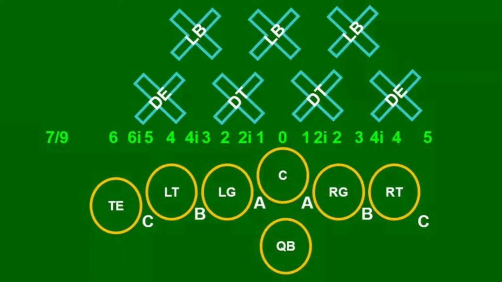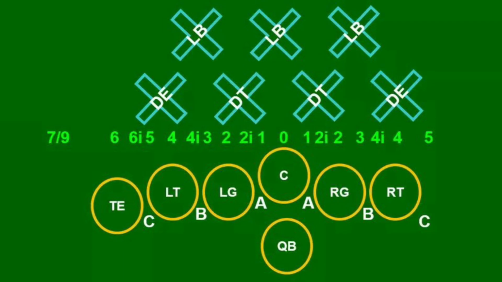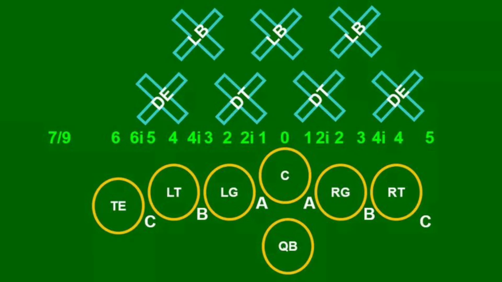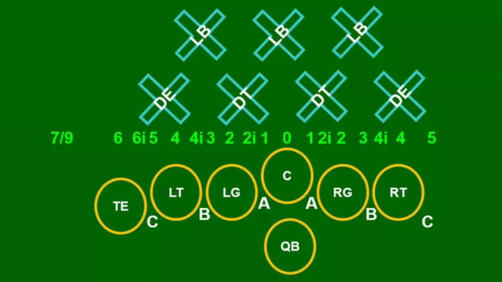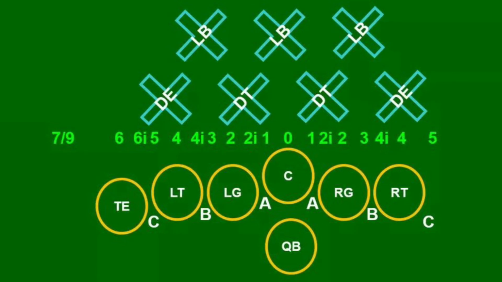The 3 technique is right between the guard and the tackles. The 4 technique is right on the inside shoulder of the tackles. And then you have the 5 techniques, which are lined up right outside of the tackles. Then the 6 is right over top of the tight ends, and then you have the 7s and the 9s. If you've ever heard the term wide 9, it really means that the defensive end is just lined up in the 9 technique.